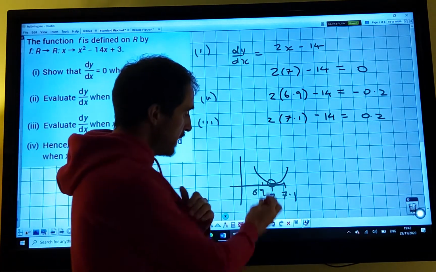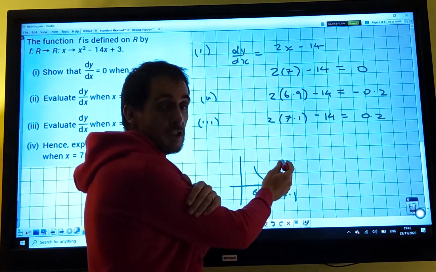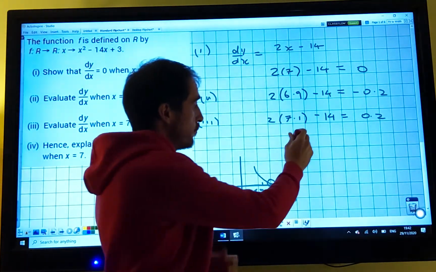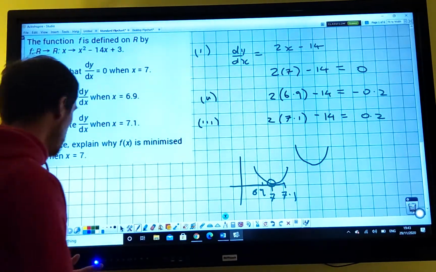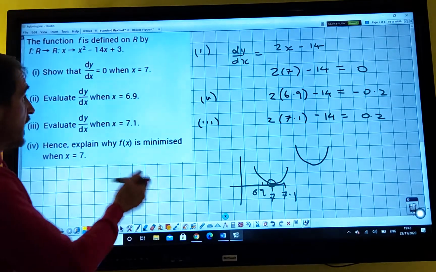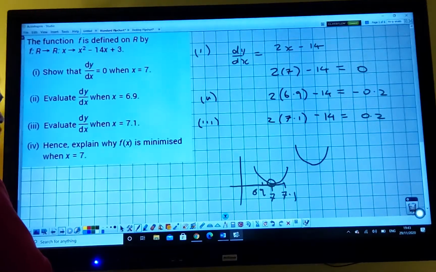So it's a negative slope as it approaches 7, and then it's a positive slope as it comes out of 7. So therefore it goes from negative to positive, hence it has to be a minimum. So that's what that question there was asking for. Again, it's a good example of increasing and decreasing functions and how they work.